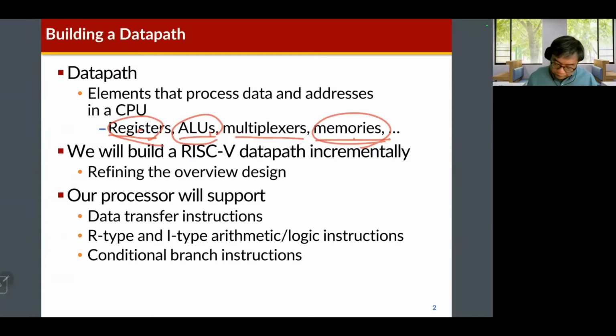So RTL design is code written in HDLs. Okay. It's very similar to programming code.